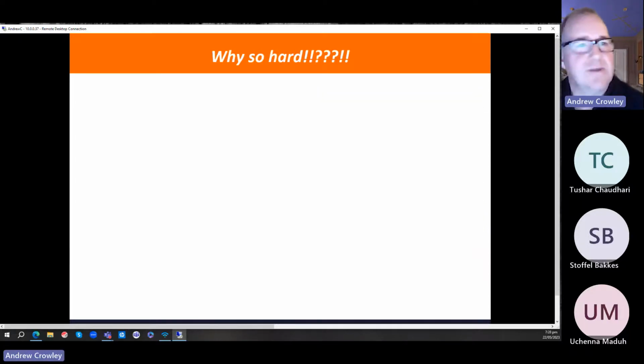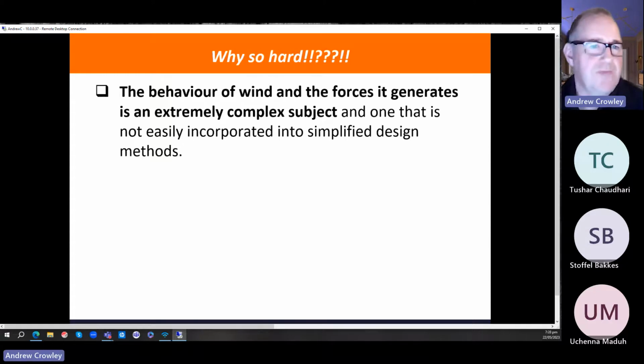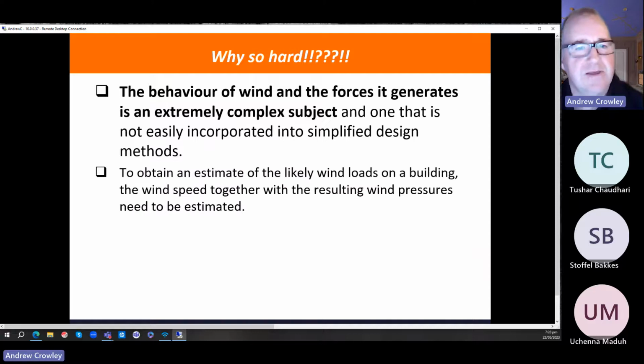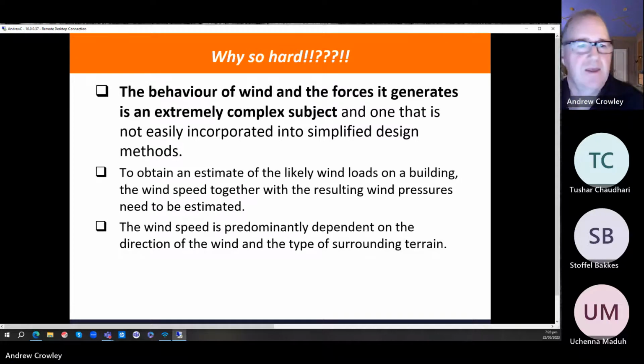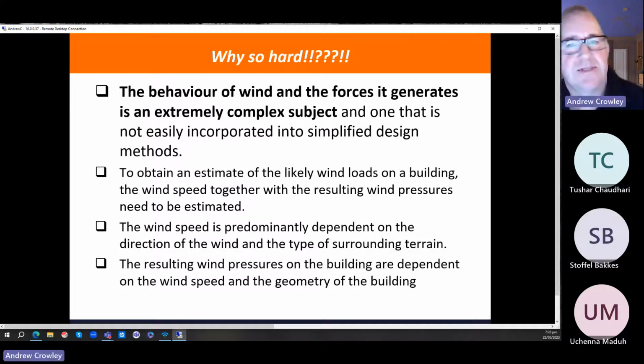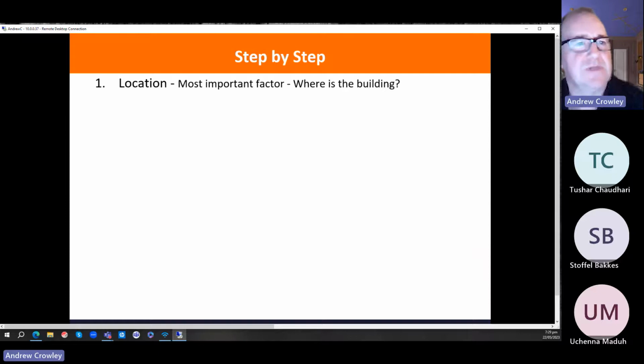And the question I'm often asked is, why is it so hard? Well, the behavior of wind and the forces it generates are extremely complicated, and it's not easy to put that in a simplified design guide. So we need to estimate the wind load on the buildings and therefore the wind pressures that we need to take. It's dependent largely on the surroundings and where the building is and the direction of the wind. The geometry of the building comes into it, and we're looking at usually low-rise buildings, usually rectangular, which simplifies it enormously. So step by step, the process.